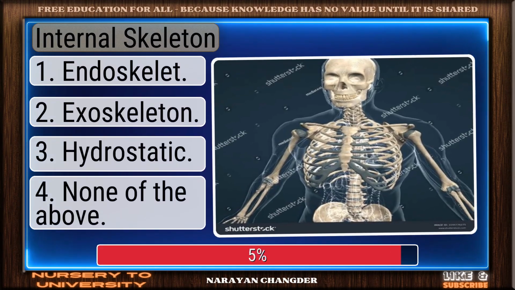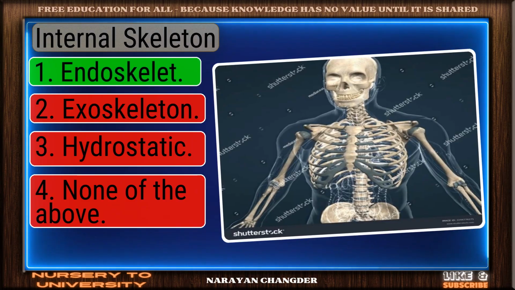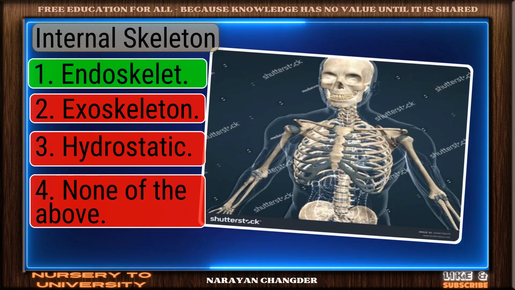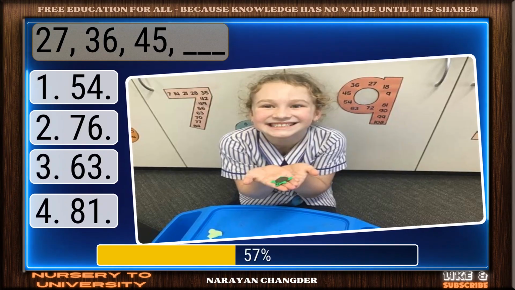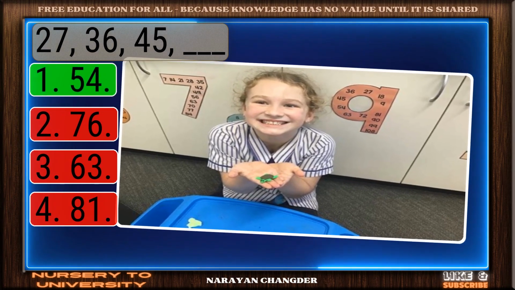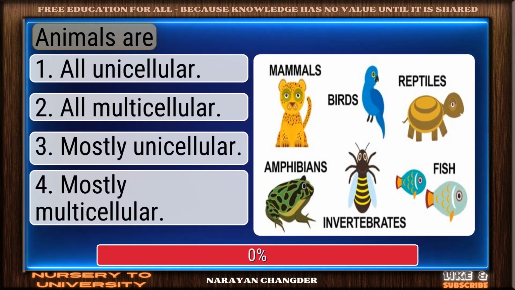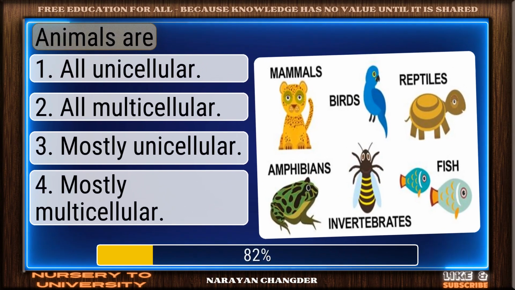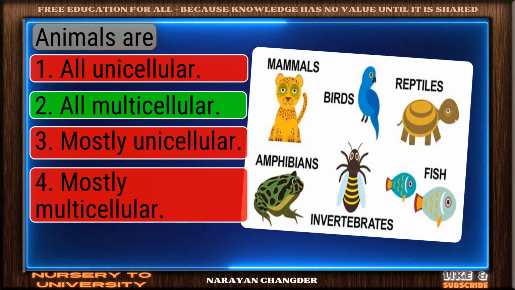Internal skeleton. Exactly. Endoskeleton makes sense and it is the right choice. 36, 45, dash. Clear logic. Your choice 54 is sound and 100% true. Animals are dash. Correct. All multicellular is the right answer.